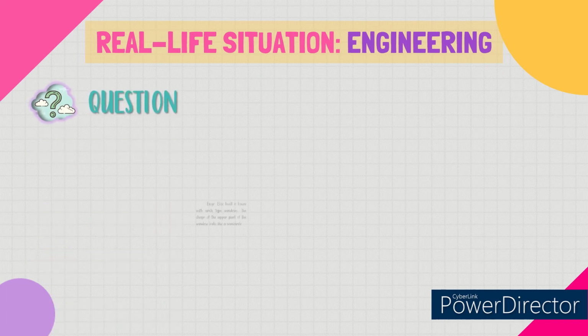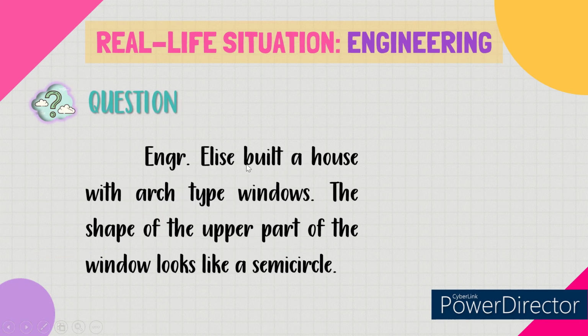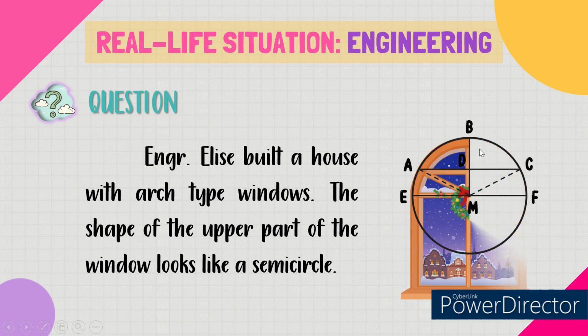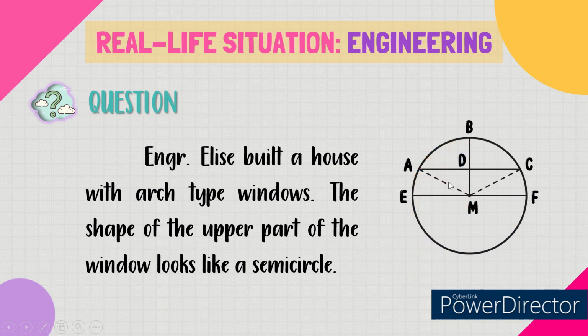So, the situation is, Engineer Elise built a house with arch-type windows like this one. We can see that the shape of the upper part of the window looks like a semicircle. Again, a semicircle is an arc with a measurement of 180 degrees. So, let me use another figure. Here, I made it into a circle and then copied the framings of the window as lines.